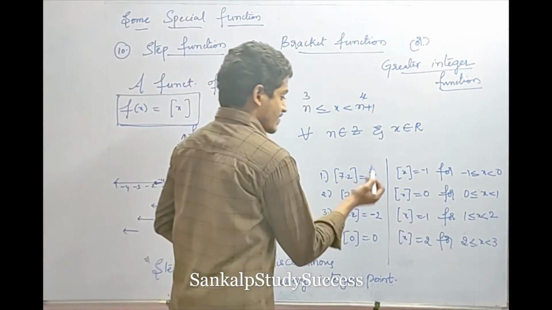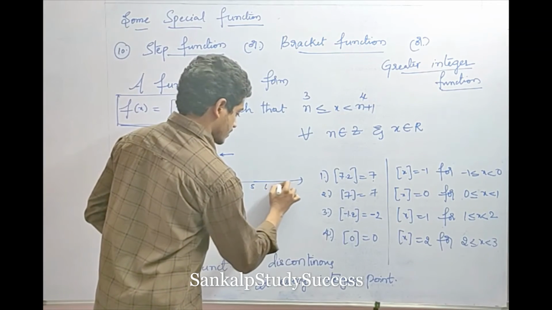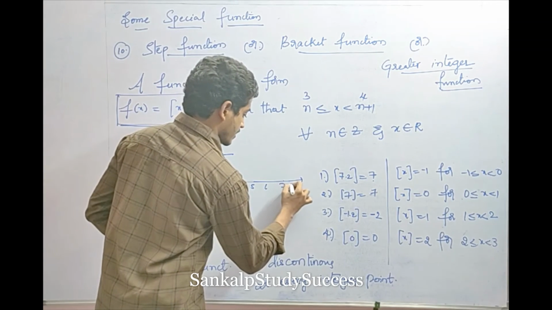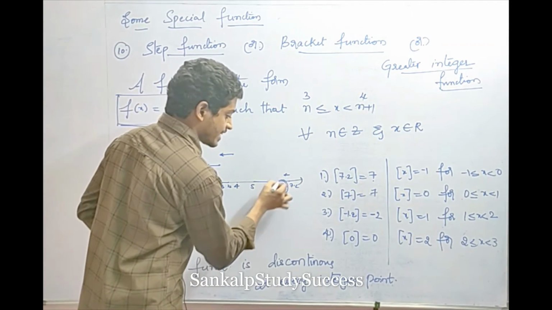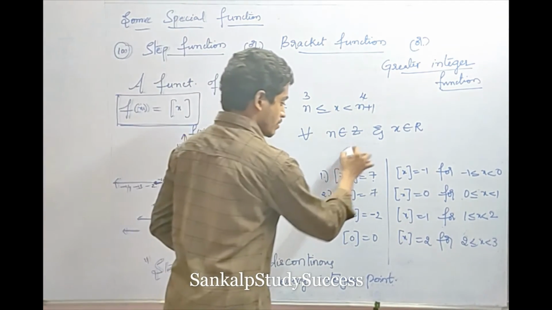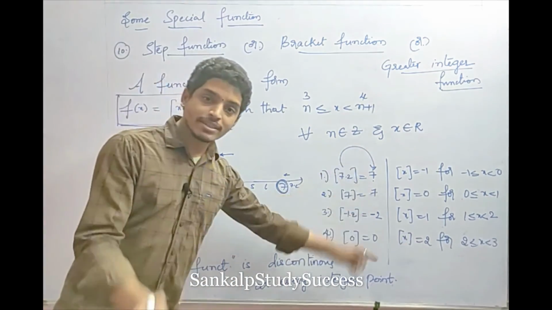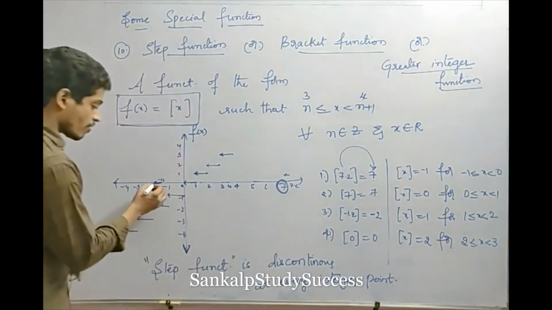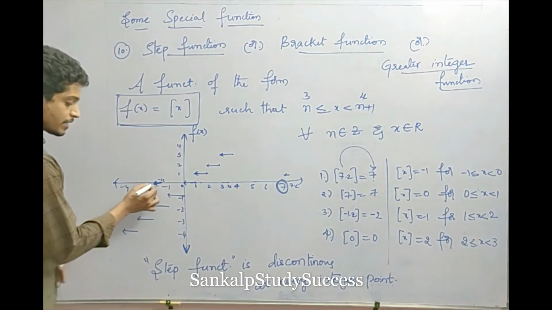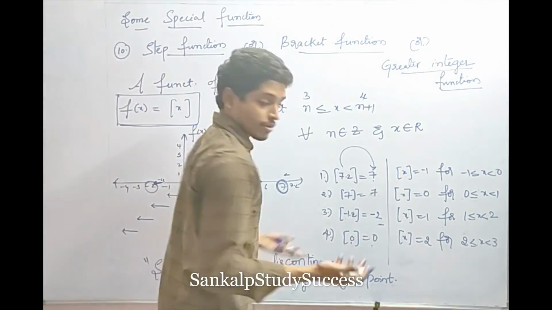So bracket 7.2 gives 7. Between 6 and 7 and 8, with 7.2 here, what is the immediate integer below it? 7 is the immediate integer. So bracket 7.2 is nothing but 7. The bracket of a number is always an integer. Bracket minus 1.2, as already discussed, tends to the left, so minus 2 is the integer. Bracket 0 is always 0, since 0 is also an integer.